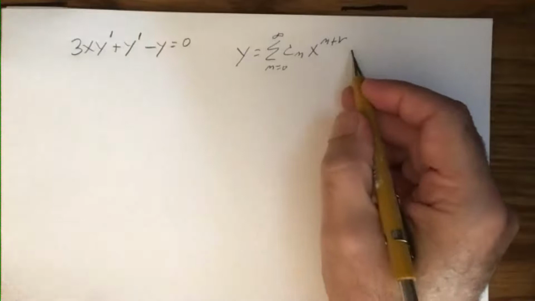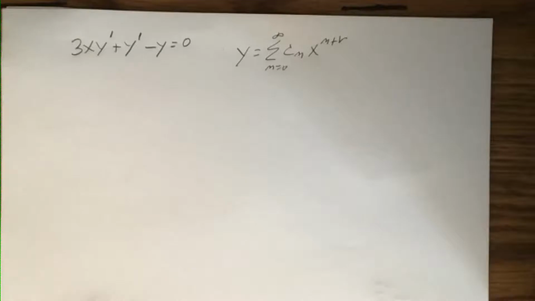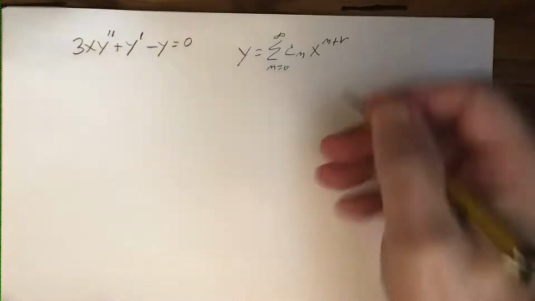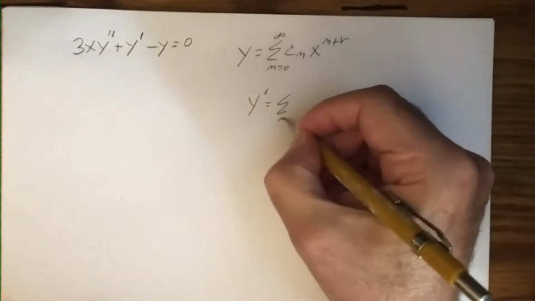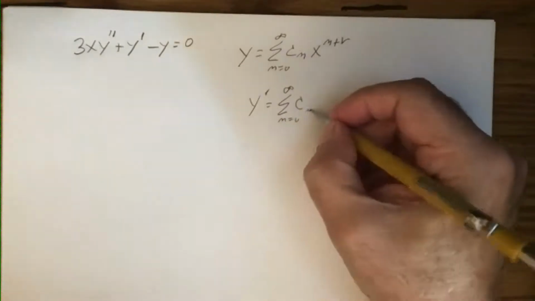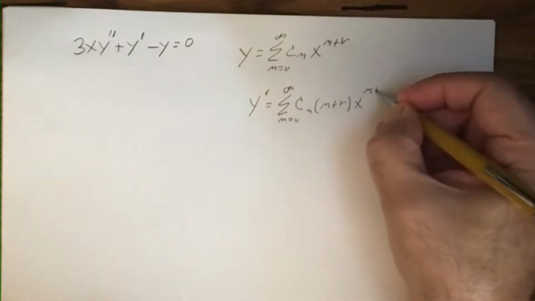So I got this n plus r. Okay, so we're going to take the derivative of this and plug it into the equation. And the process is going to be a lot like what we did yesterday. But this is a double prime here, so there are a few differences. First of all, when I take the first derivative, this is going to be c sub n times n plus r times x to the n plus r minus 1.